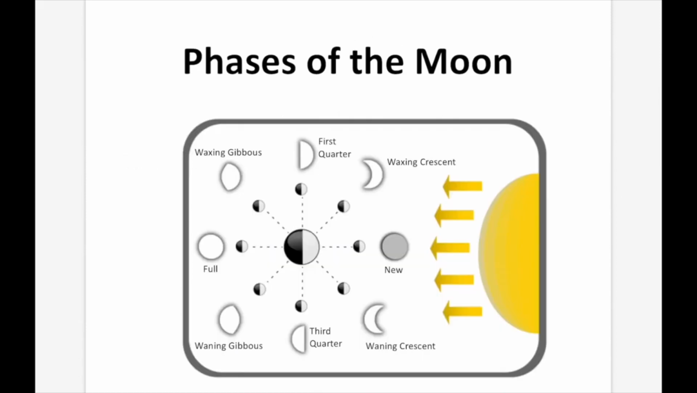What I'd like you to do is pause the video and copy this diagram into your notes. At each point, I'd like you to draw a little person to represent the viewing angle at that different stage.